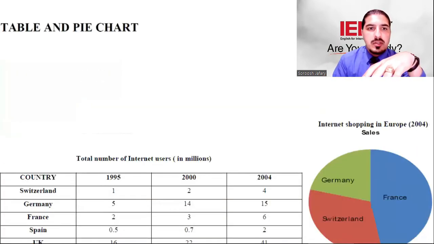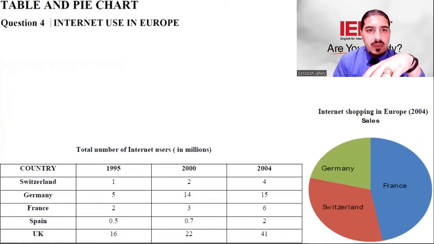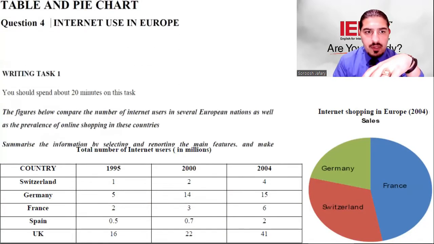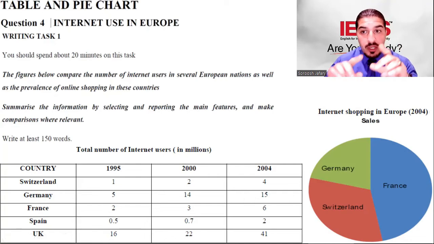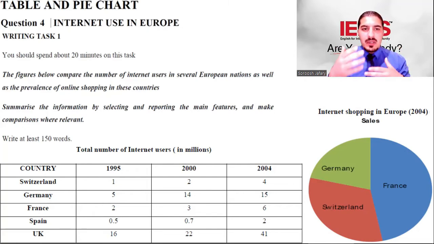All right. So the question is internet use in Europe. And let's just address the question properly together. Writing task one. The second one is supposed to be the essay. So writing task one. You should spend about 20 minutes on this task. So as I've mentioned earlier, there are two tasks, task one and task two. Task one is 20 minutes, task two, essay writing, requires 40 minutes.